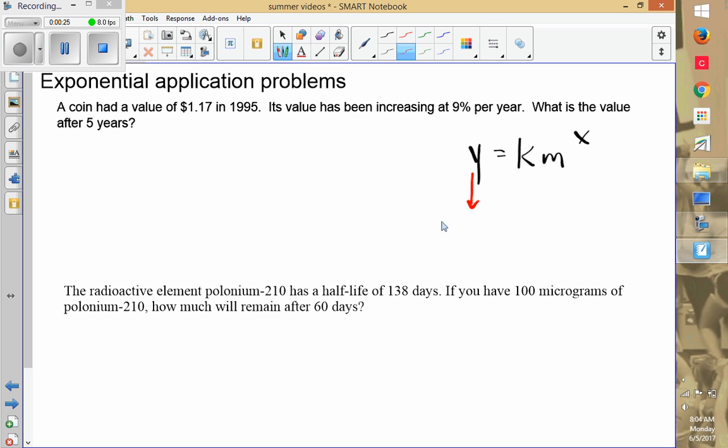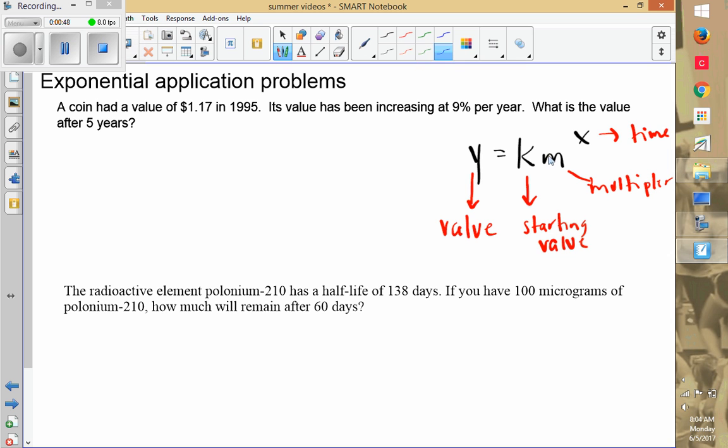The y is the value that the equation is going to end up equaling. K is the starting value. M is your multiplier. And X, or T actually sometimes it's written, is your time.